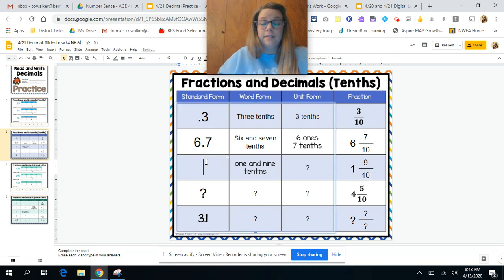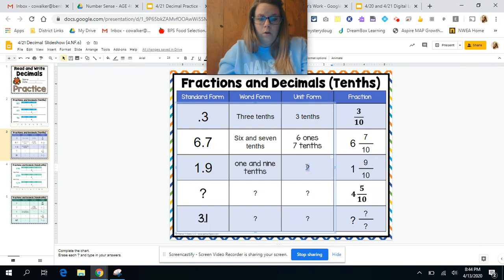So now, just like I did up there with 6 and 7/10, 1 and 9/10 is going to look very similar. I have one whole, and means I have a decimal, and then that first place value is the tenths place value. So that means I'm just going to have 9/10. It's telling you which place value that 9's going in. It's kind of helping you. So then if I do unit form, it's going to be the same. I have 1, 1, and then how many tenths? 9. So 9/10.